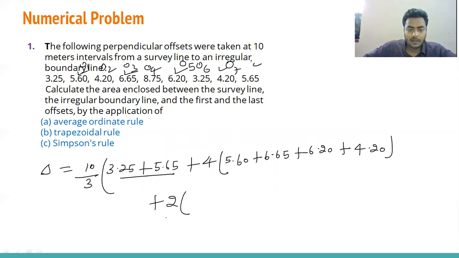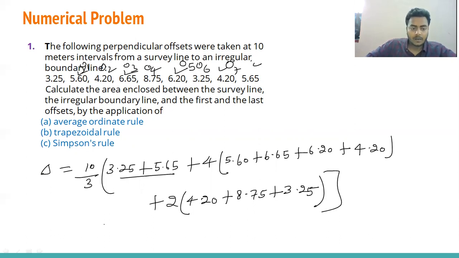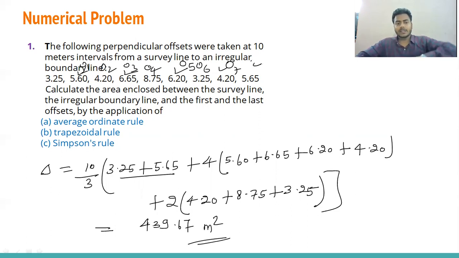Okay, O8 is done, the last is done. So O2 is 4.20, plus O4 is 8.75, plus O6 is 3.25. Okay, done. Just calculate and you will get the result. By calculating, you will get this value, 439.67 meter square.